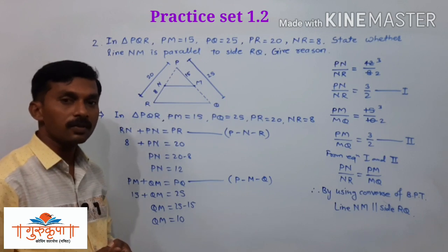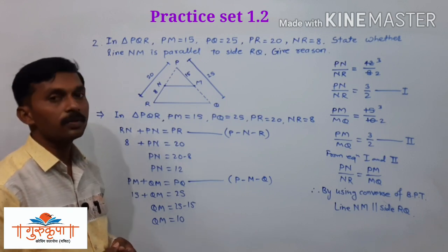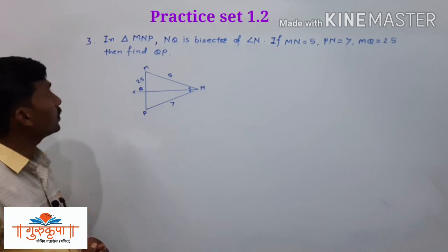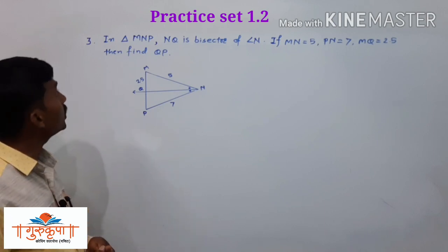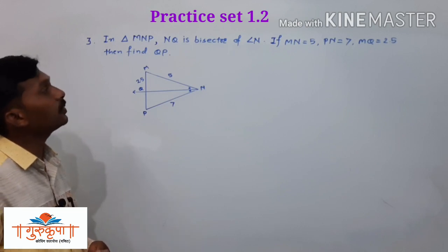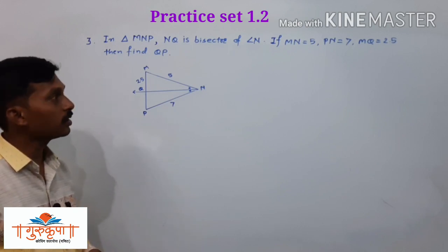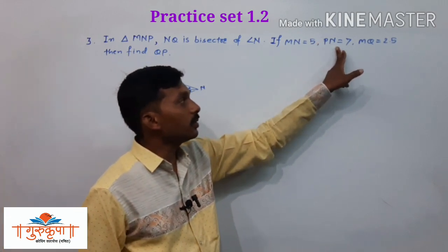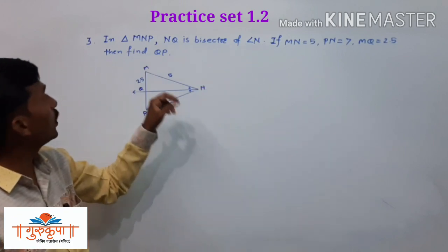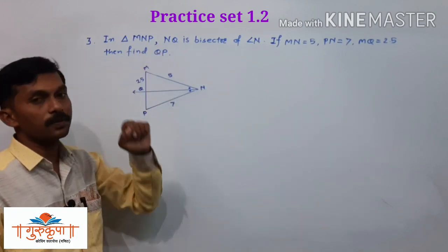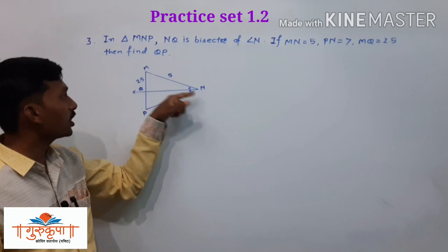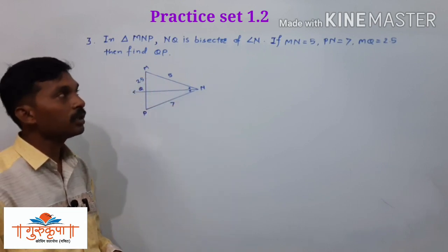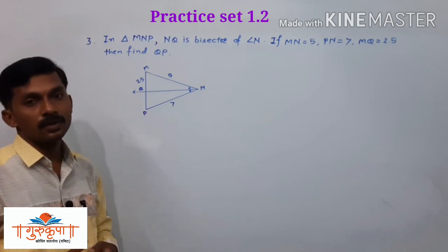Now we will take the third question from practice set 1.2. The question is, in triangle MNP, NQ is the bisector of angle N. If MN is equal to 5, PN is equal to 7, MQ is equal to 2.5, then find QP. That is the question. We have the diagram also. In triangle MNP, this QN is the bisector of angle N. That is the given information.